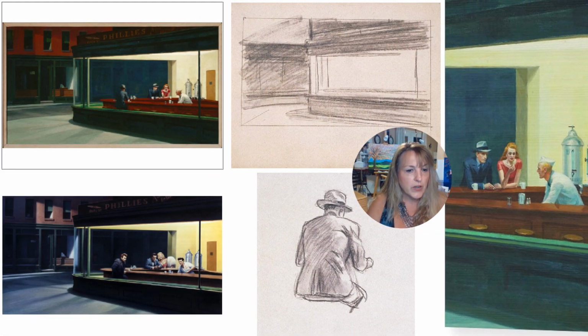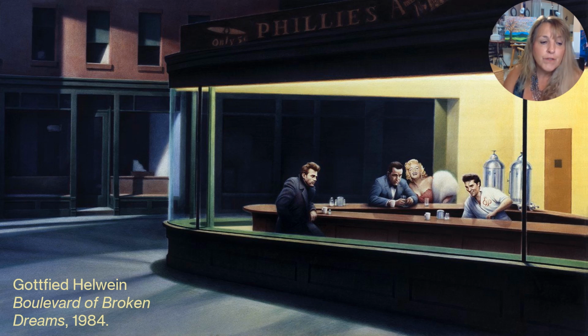And so here you see an example of Nighthawks, and then you also see an appropriation of Nighthawks. The bottom corner is an appropriation of it, and again, it's a pretty famous appropriation of it. It's by Gottfried Helnwein, and it's called Boulevard of Broken Dreams, and Boulevard of Broken Dreams is based on Nighthawks.